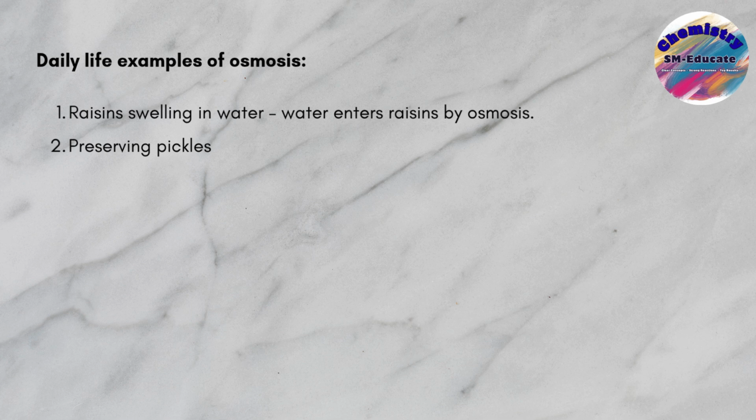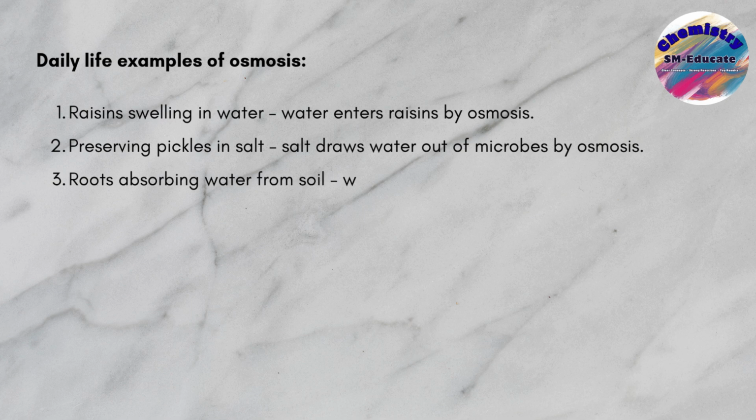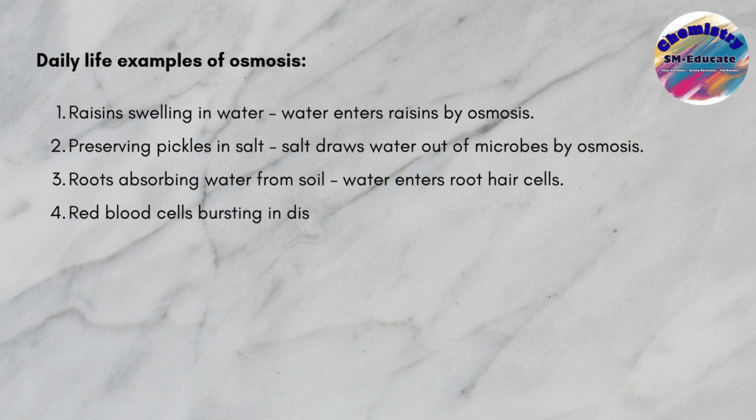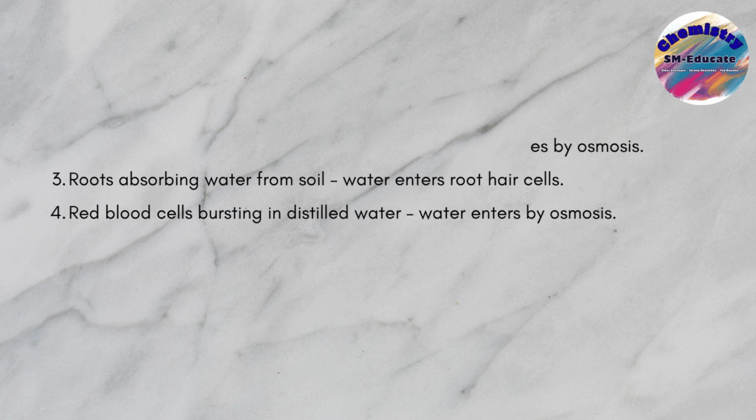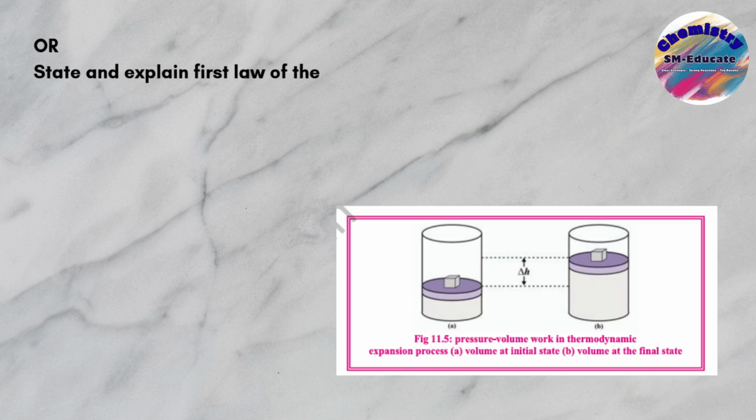Daily life examples of osmosis. 1. Raisin swelling in water: water enters raisins by osmosis. 2. Preserving pickles in salt: salt draws water out of microbes by osmosis. 3. Roots absorbing water from soil: water enters root hair cells. 4. Red blood cells bursting in distilled water: water enters by osmosis.